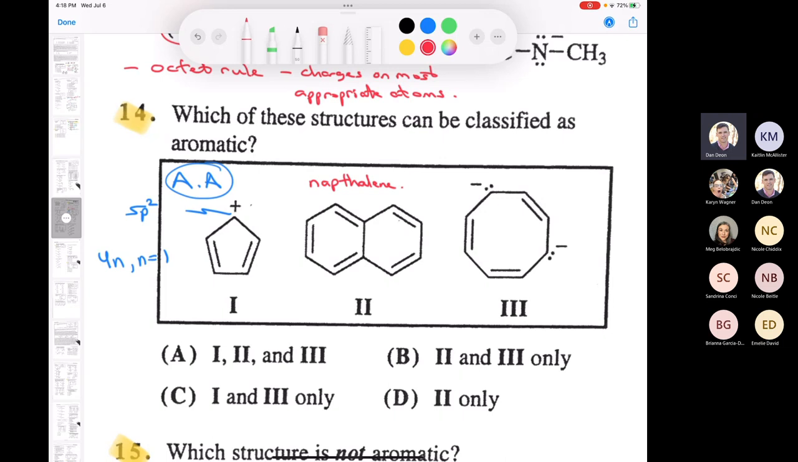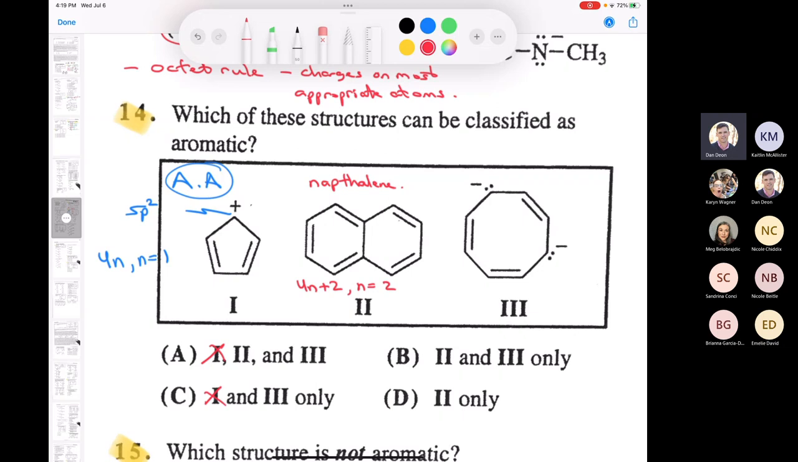This is what mothballs are. And this is definitely an aromatic compound. It satisfies the 4n plus 2 rule, where n is equal to 2. So it's a Hückel number. It's got a continuously overlapping system of p orbitals. There's nothing wrong with that. So that means we can cross this one off. We can cross this one. We know that 2 is definitely aromatic.